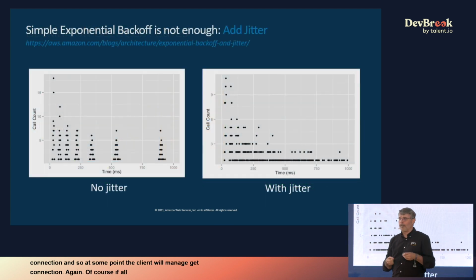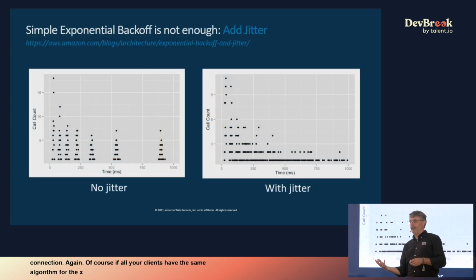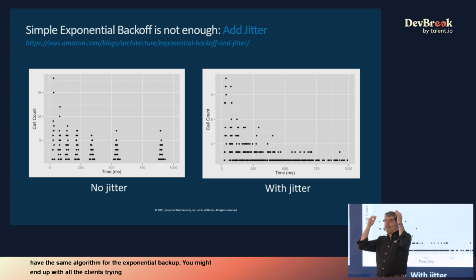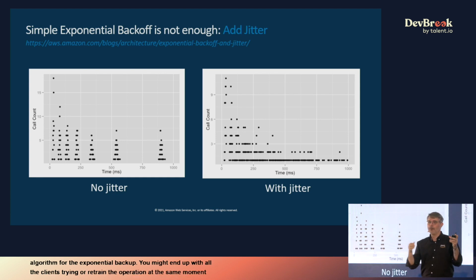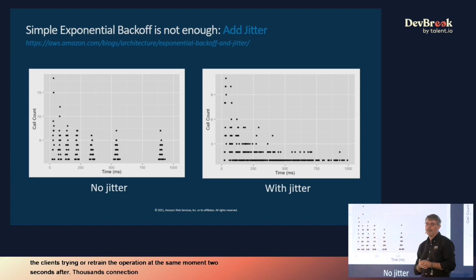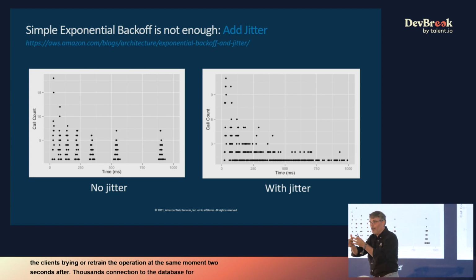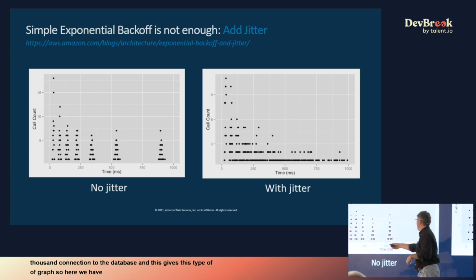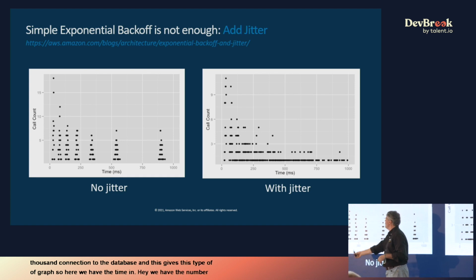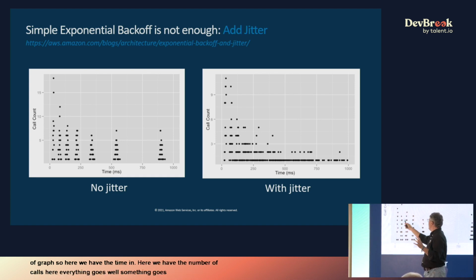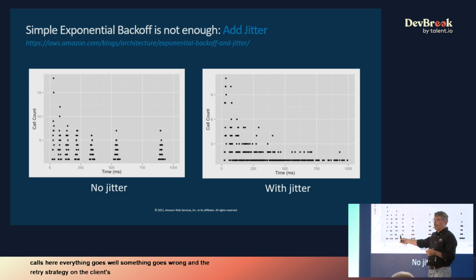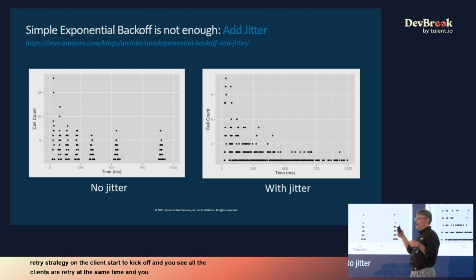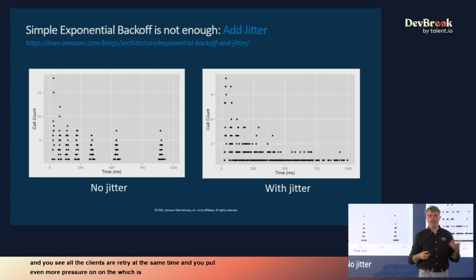Of course, if all your clients have the same algorithm for the exponential backoff, you might end up with all the clients retrying the operation at the same moment. 2 seconds after, thousands of connections to the database. 4 seconds later, thousands of connections to the database. And this gives this type of graph. Here we have the time in milliseconds. Here we have the number of calls. Here, everything goes well. Something goes wrong, and the retry strategy on the client starts to kick in. And you see all the clients are retrying at the same time, and you put even more pressure on the resource which is already under constraint.